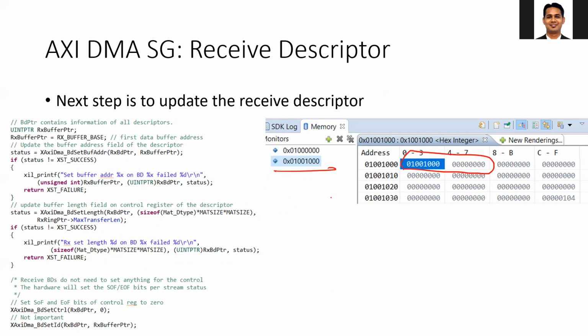Now I want to update the remaining fields. What are the remaining fields? I want to update the buffer address. For the buffer address, I'm giving some memory in the buffer where I want the DMA to write the data, so I'll write that address here. Then I want to set the buffer length field in the control register of the DMA. So this will be 8 into 8 into 4, since each value is 32 bits, which is 256. In hex, it will be 0x100.